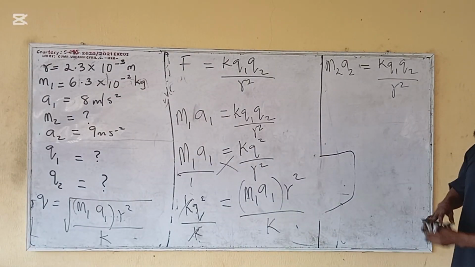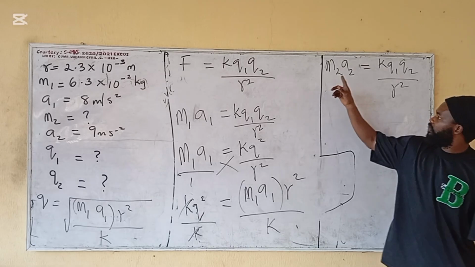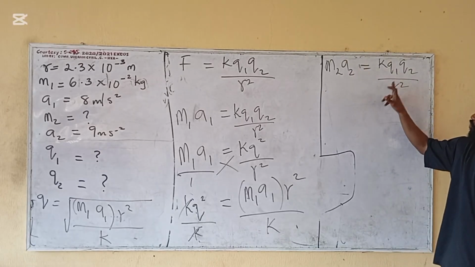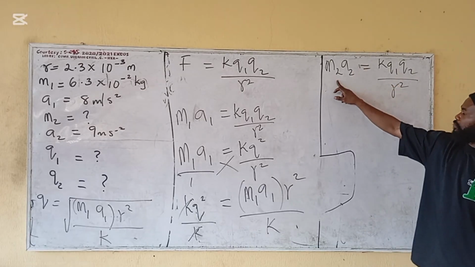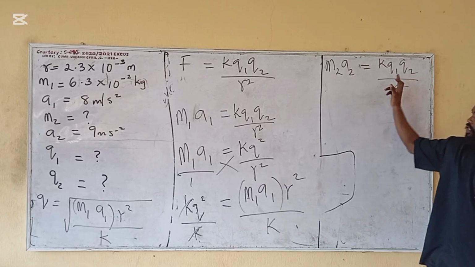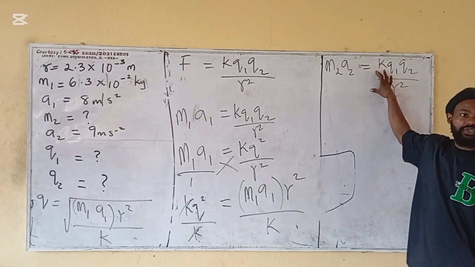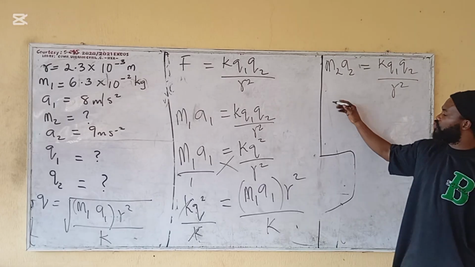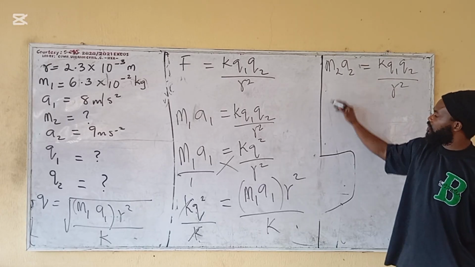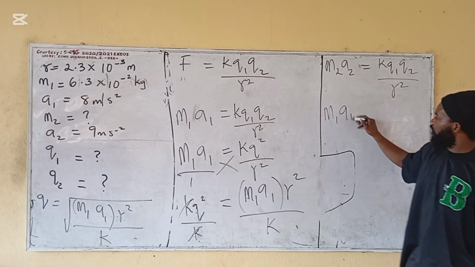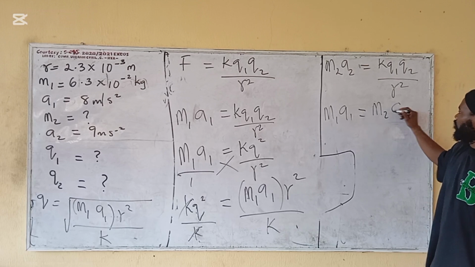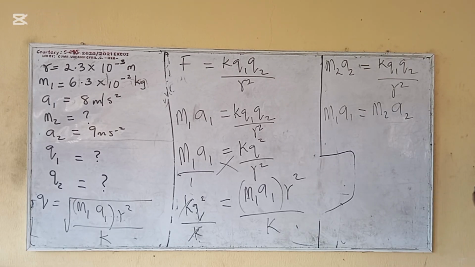So I'm coming. That means that here I have this thing equals to this. Hello, watch. M2A2 is equal to this. And notice that M1A1 is equal to this. Is it not the same thing they are equal to? So according to Newton's second law, we can now say that M1A1 is equal to M2A2. Do you still remember it?